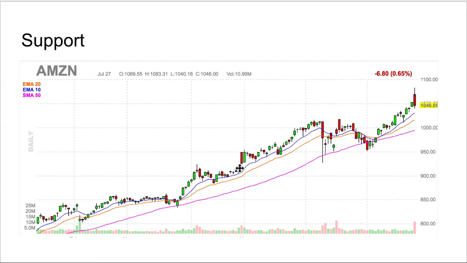Same thing with around this $900 region, right? You see that a bunch of times it goes up, comes back down, tries to break it again, comes back down, tries to break it again, comes back down, and then when it finally breaks, it actually breaks.